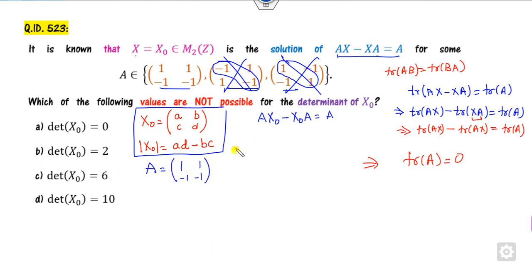Now the rest of the part is very simple. You can take on this calculation here. This is 1, 1, minus 1, minus 1. Here a, b, c, d, a, b, c, d, and 1, 1, minus 1, minus 1 is here. Now if you equate the coefficients, how can you equate the coefficients?